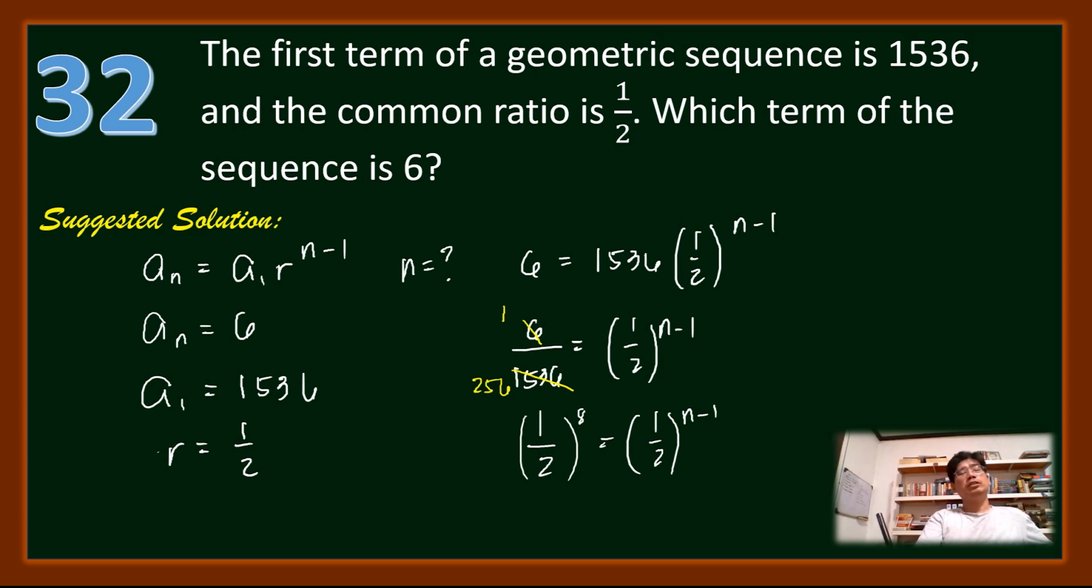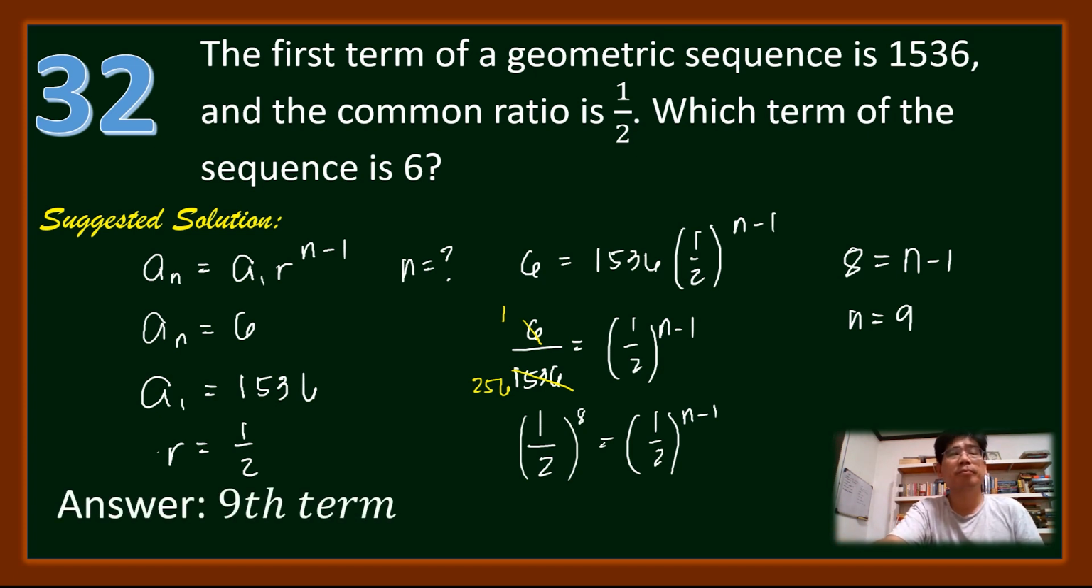At this point, let us use the one-to-one property of exponential functions, where we have the same base. Then for these two values to be equal, the exponents must also be equal. 8 is equal to n minus 1. Adding 1 to both sides of the equation, we get n is equal to 9. Therefore, 6 is the 9th term.